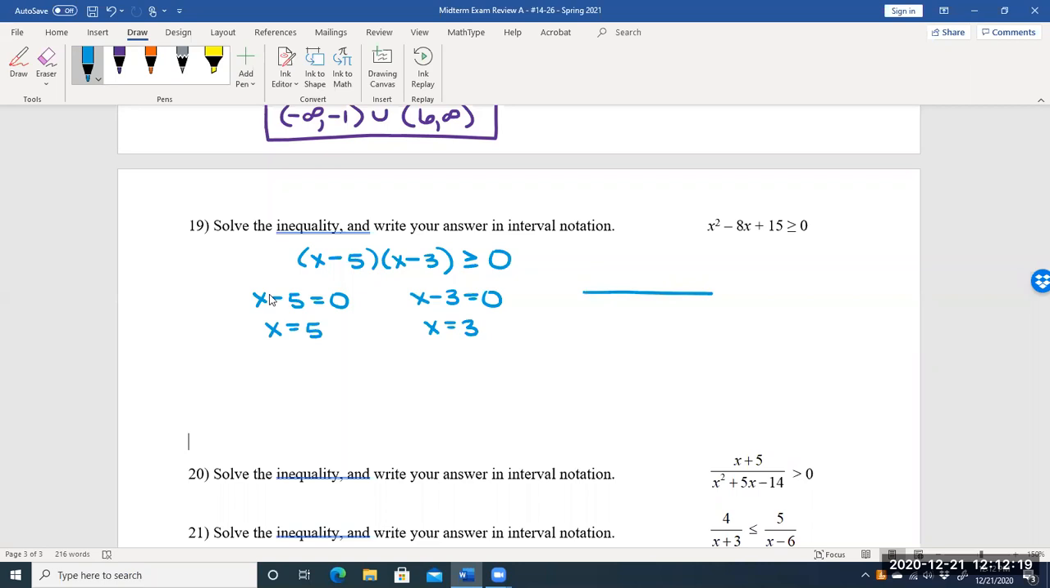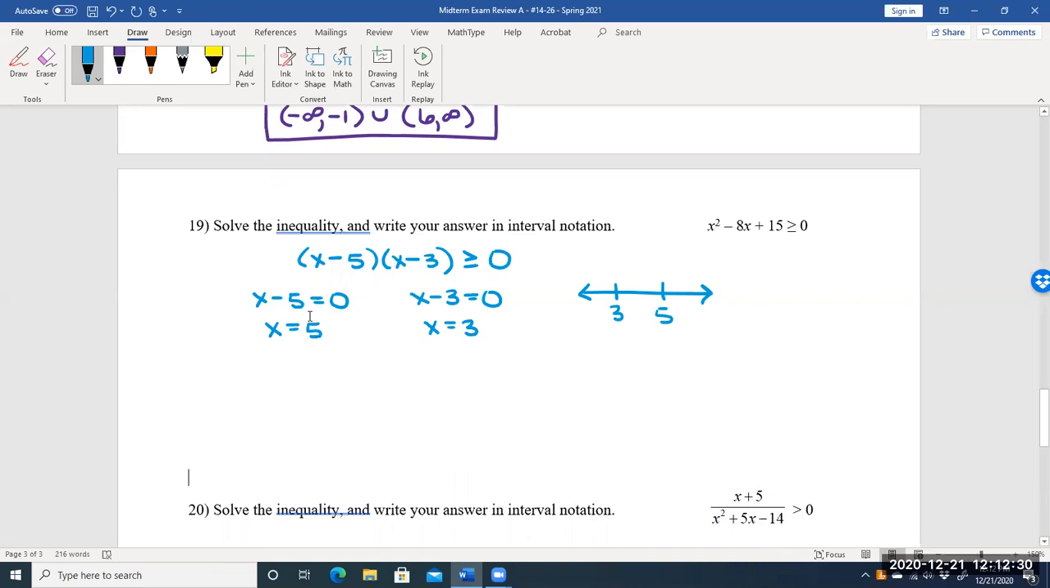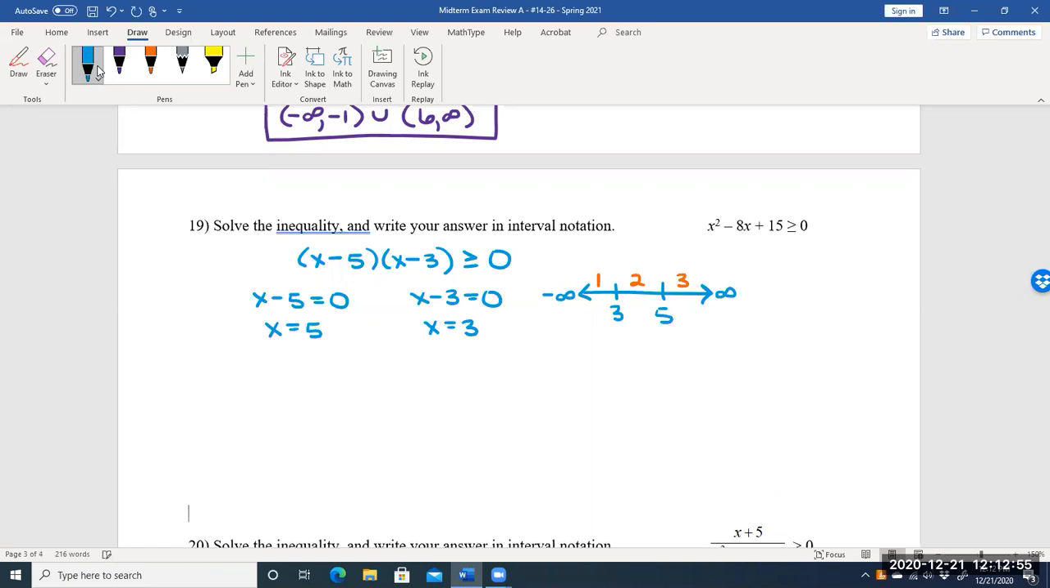Now I like to kind of help myself before I make my sign chart by putting these numbers on a number line. You don't have to do that. Just make sure you're careful as you're writing your intervals at the top of your sign chart. So 3 and 5 split my number line into 3 intervals. That first interval is from -infinity to 3. My second interval is from 3 to 5, and my third interval is from 5 to infinity. Those intervals are going to get written at the top of my sign chart.